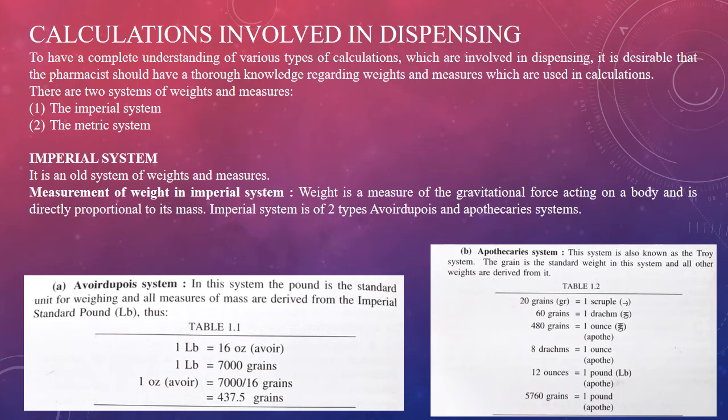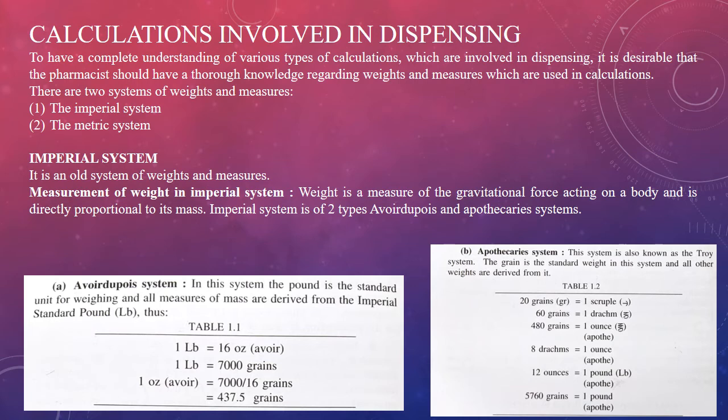Measurement of weight in imperial system. Weight is a measure of the gravitational force acting on a body and is directly proportional to its mass. Imperial system is of two types: avoirdupois and apothecary system. In avoirdupois system, the pound is the standard unit of weighing and all measures of mass are derived from the imperial standard pound, lb for short. 1 pound is equal to 16 ounces avoirdupois, 1 pound is equal to 7,000 grains, and so on.